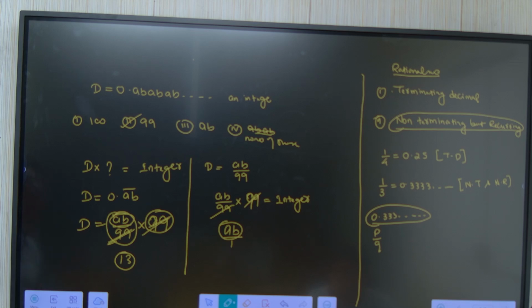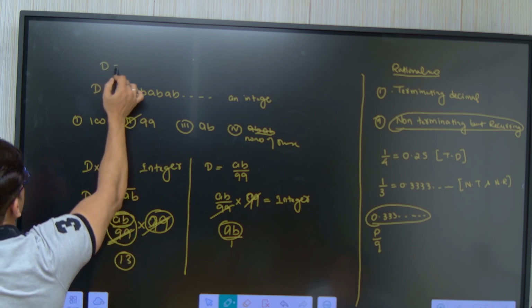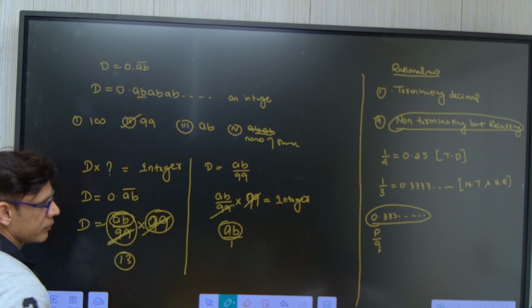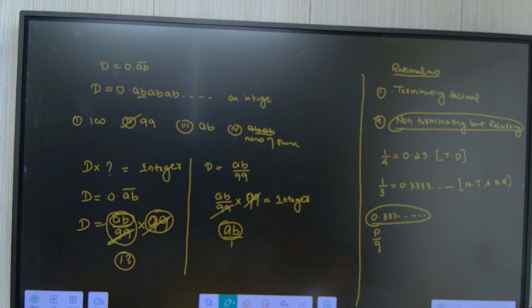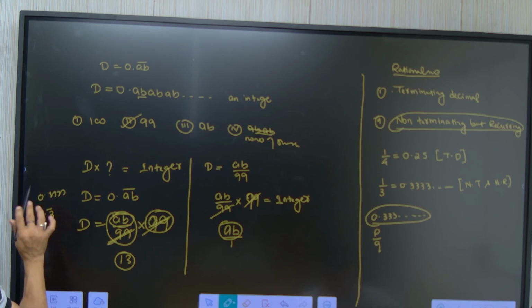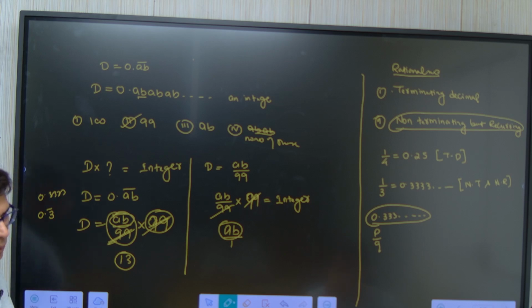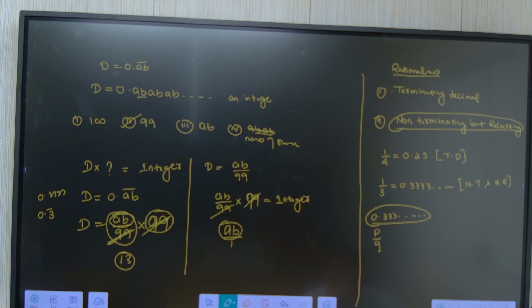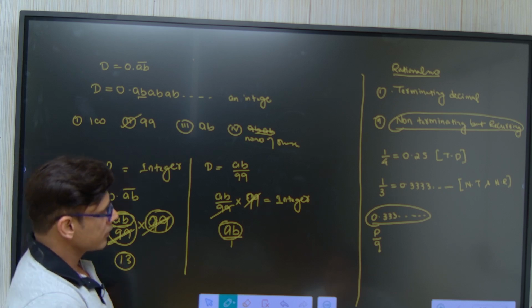Then you can put a bar, right? However many digits are repeating, if 2 digits are repeating, then write 0.AB bar. No. Bar is only on as many digits as are repeating. For example, if we have, let's say, 0.3333, we can also write 0.3 bar. That's it. However many digits are repeating, you have to put bar only on those digits, right? All of you understood this?